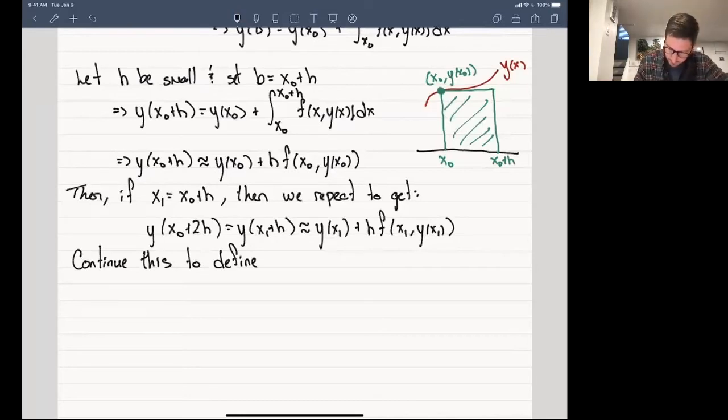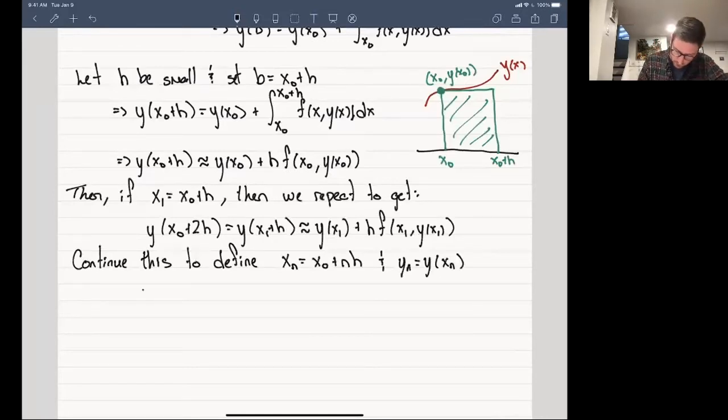Let's say xn is equal to x0 plus n times h. So you're getting n steps away by little h's. It's basically the reverse of a Riemann sum, so don't lose sight of that. And let's call y sub n equal to y of xn.